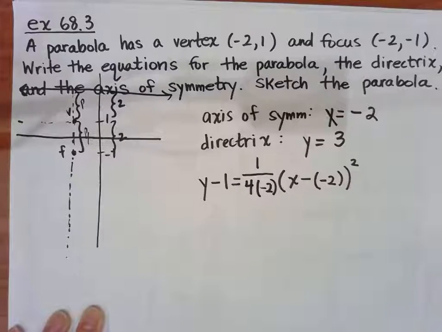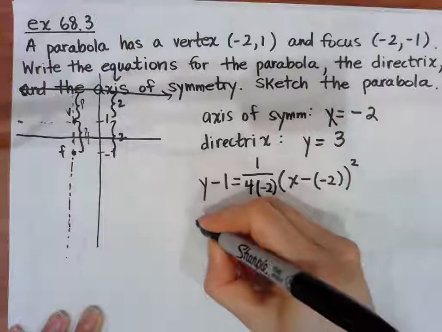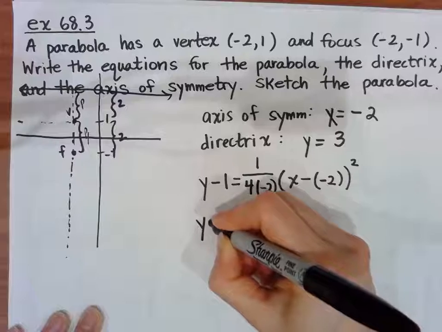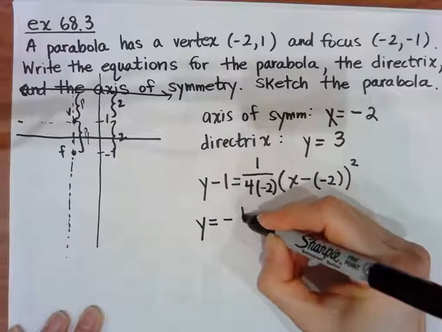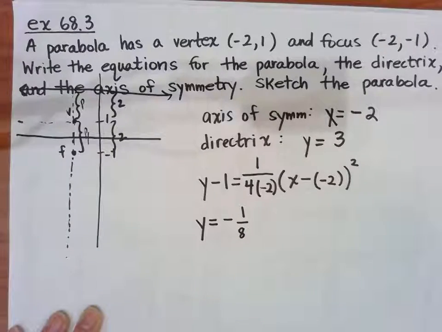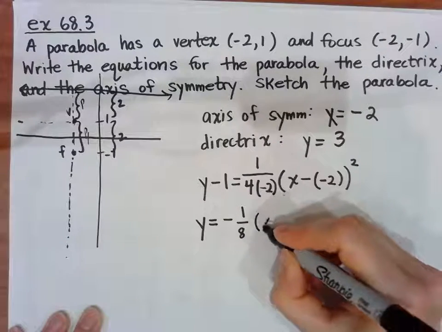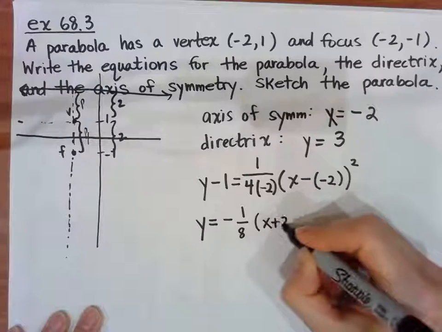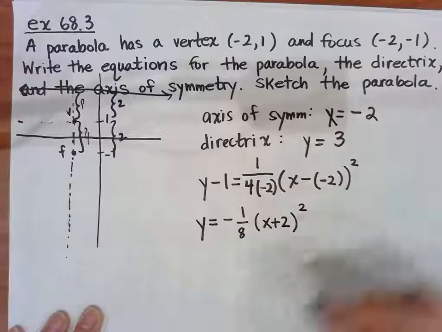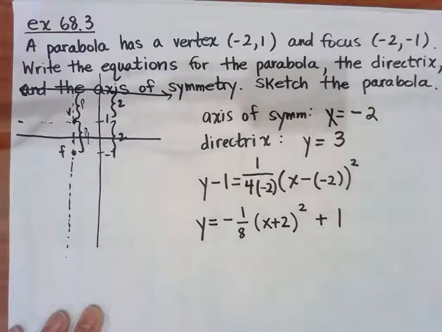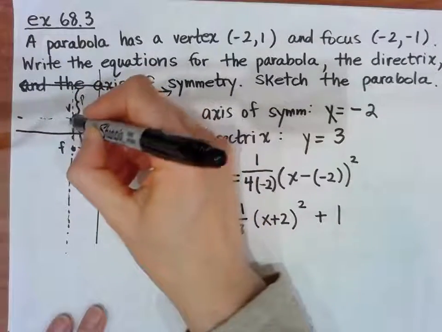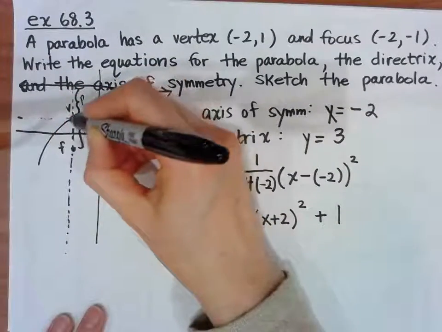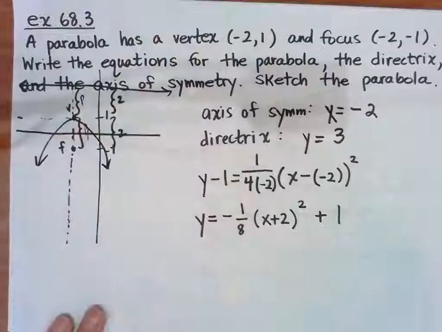All right. So now we should just be able to write this as y equals, so this is going to be -1/8 of x plus 2 squared, and I'll move the +1 over here. All right. And of course, if we had to draw this, it would go that way.